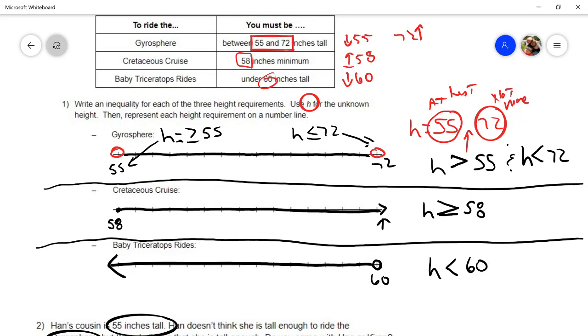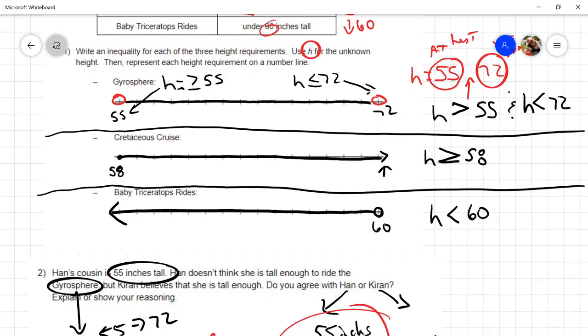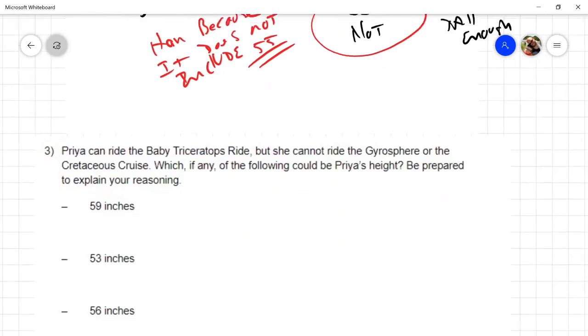Now, wording is interesting, but if you went to, say, an amusement park and they had that there, you would assume that if they said 55 and 72, 55 is the minimum and 72 is the maximum. But in this instance, it doesn't specify. It just doesn't work that way.